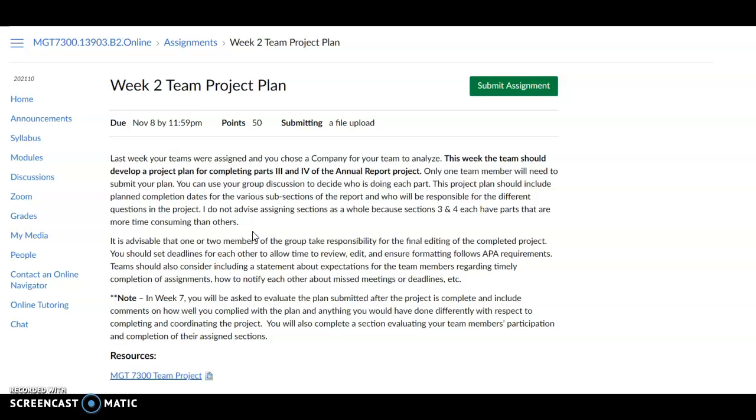Please note, in week 7, you will be asked to evaluate the plan that is submitted after the project is complete and include comments on how well you complied with the plan and anything you would have done differently with respect to completing and coordinating the project. You will also be evaluating your team members' participation and completion of their assigned sections. So complete participation is expected by each team member. If you agree to do something, you need to follow through and ensure that it is completed.